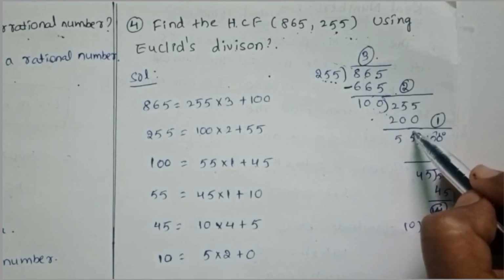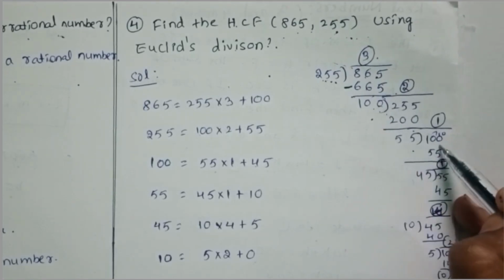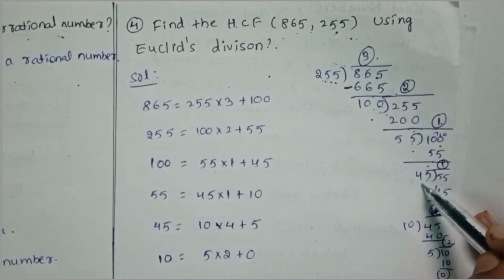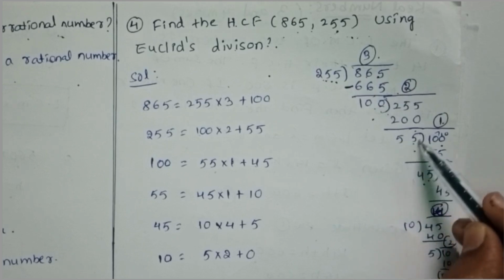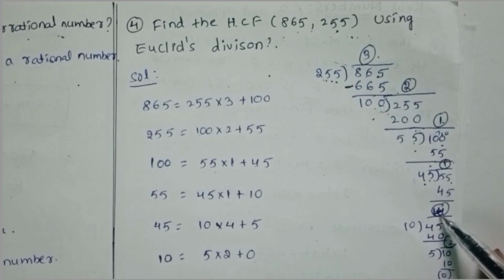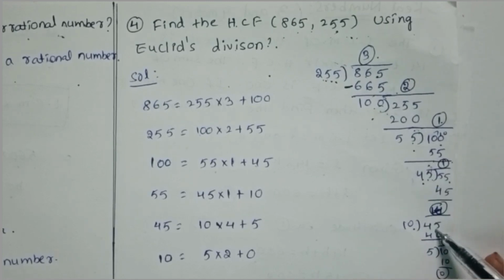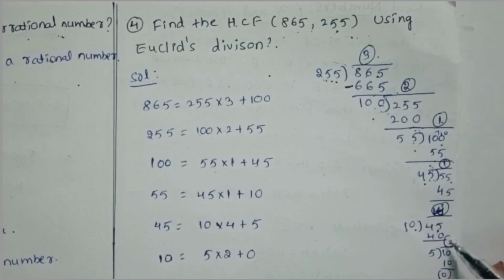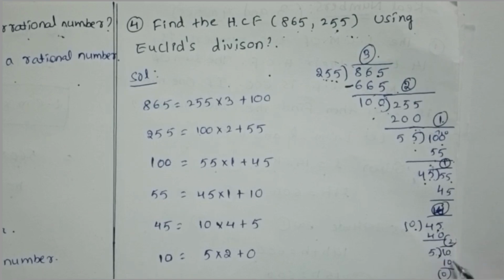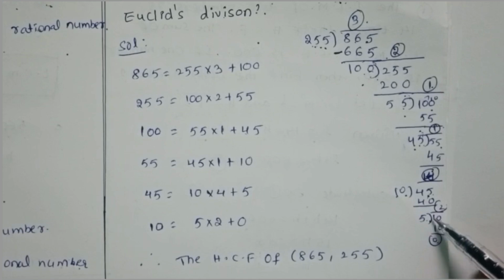Again 100 times 2 is 200. You get 55. Again write this 100 here. 55 times 1 is 55. Again subtraction, you get 45. Then write this 55 here. 45 times 1 is 45. The remainder is 10. This divisor becomes the dividend, 45. 10 times 4 is 40. The remainder is 5. Again 5 times 2 is 10. The remainder is 0. You should continue until the remainder is 0.